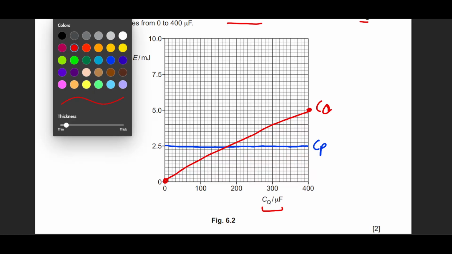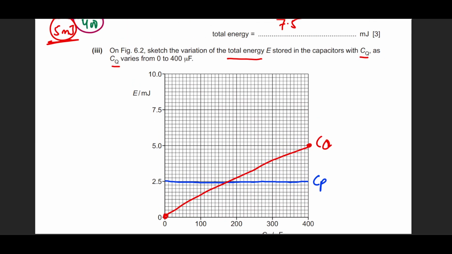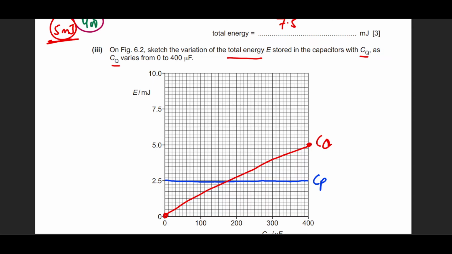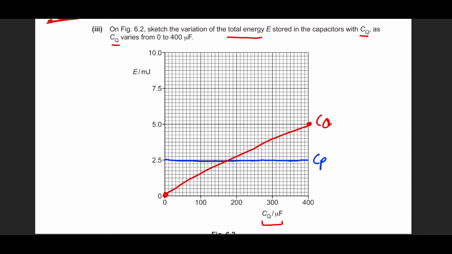But since we're supposed to find out the total energy, or the graph of the total system, we have to combine both of these graphs. Now notice how we do that. You see, when the capacitor CQ is at 0, capacitor CP still exists. So in the worst possible scenario, this is my starting point when CQ is not a part of the system.